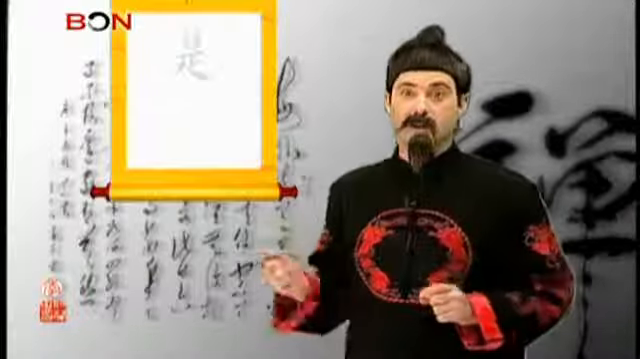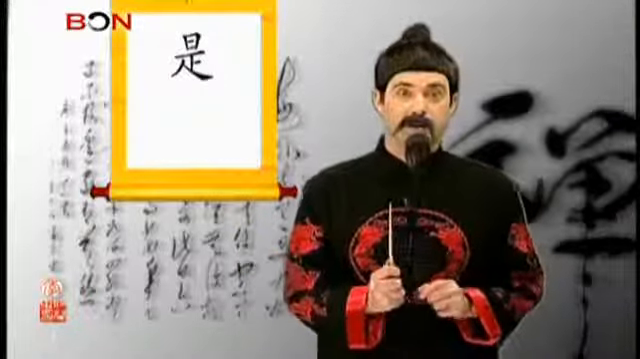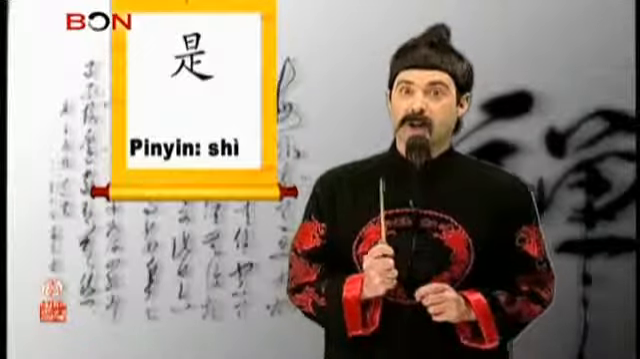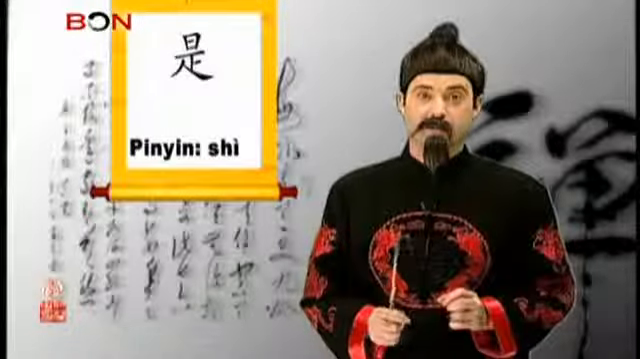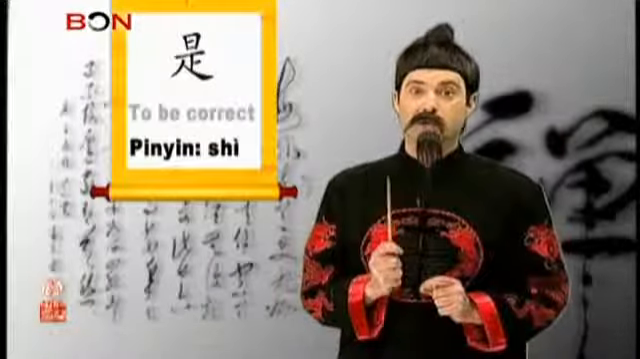Anyway, let's look at today's characters. The first one is this one here, which is the verb to be. This one is read shi, S-H-I, fourth tone, shi. This character has been around for quite some time, and its meaning has changed several times. Its original meaning was to be correct.